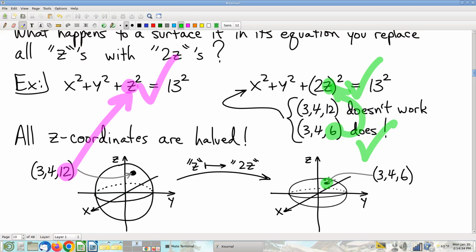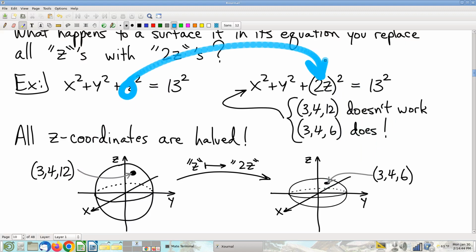So what I'm going to say happened here, and this is just a point of view, is that the algebraic process of replacing the z's with 2z's caused this point, 3, 4, 12, to get its z-coordinate cut in half effectively. Right? 3, 4, 12 used to work in the old equation, well, now it's 3, 4, 6 that works in the new equation.